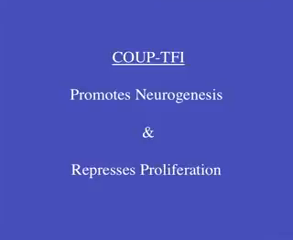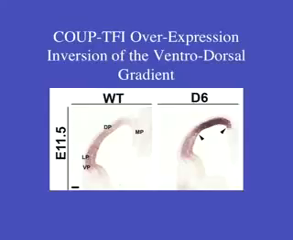Now I'd like to show you that COOP-TF1 promotes neurogenesis and represses proliferation. So here we are again back to looking at the ventral to dorsal gradient of COOP-TF1. This is in the wild type, and then this is in the overexpression mouse, where you can see that COOP-TF1 indeed is expressed much more in the dorsal cortex than in the wild type mouse.